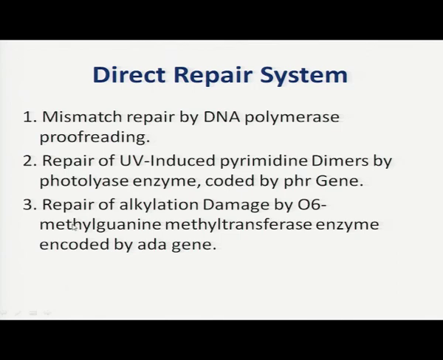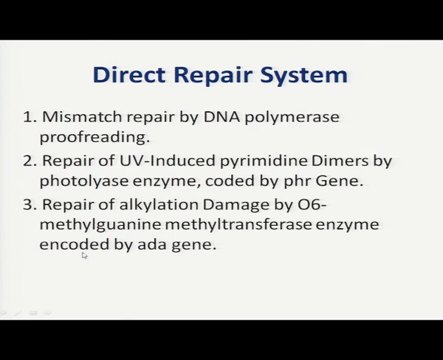Another example of direct repair system is repair of alkylation damage by O6 methylguanine methyltransferase enzyme, which is encoded by ADA gene. So, if there is a certain methyl group found in a nitrogenous base which was added by some base modifying agents, alkylating agents, such type of mutation is corrected by O6 methylguanine methyltransferase enzyme, encoded by ADA gene. So, these are some of the examples of direct repair system in which only the damaged portion is corrected.